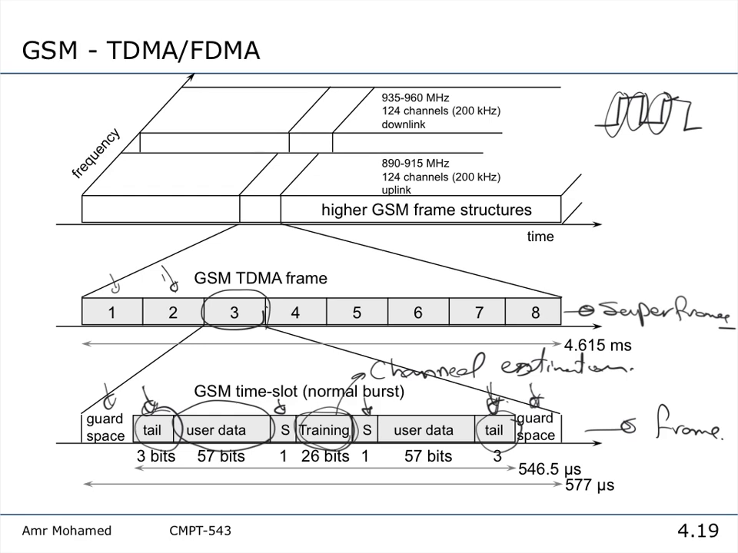So the user data are duplicated, or no, it's not duplicated. This is user data and this is another user data. But in one frame, I may have user data or control data. Okay? Which is defined by the signal indicator. The signal indicator defines whether this is actually user data. User data means it's voice data, or it's control data, which is non-voice data. Okay?